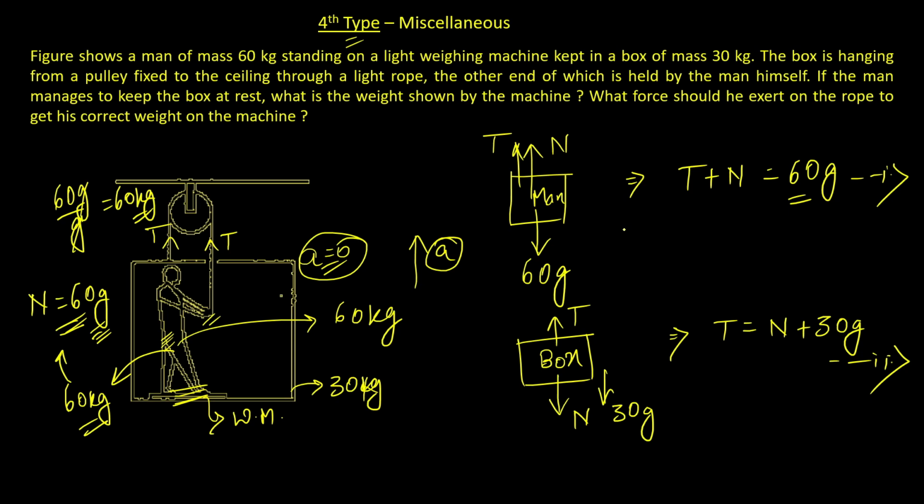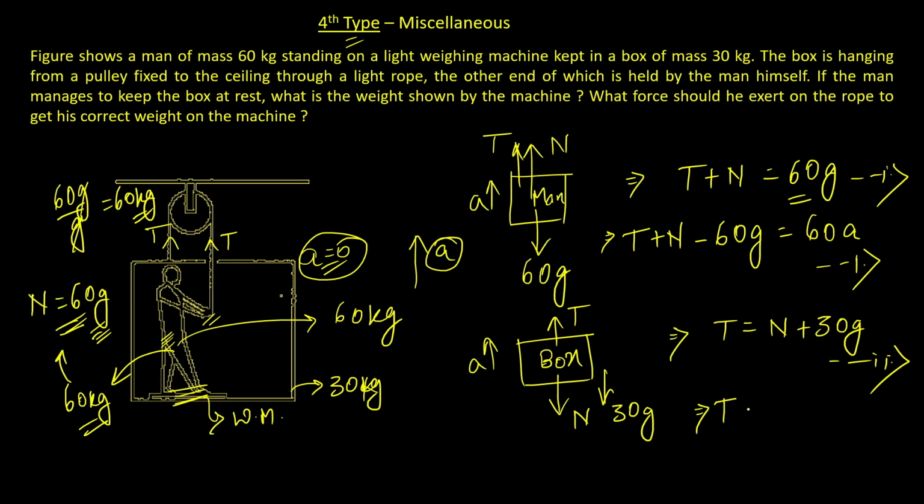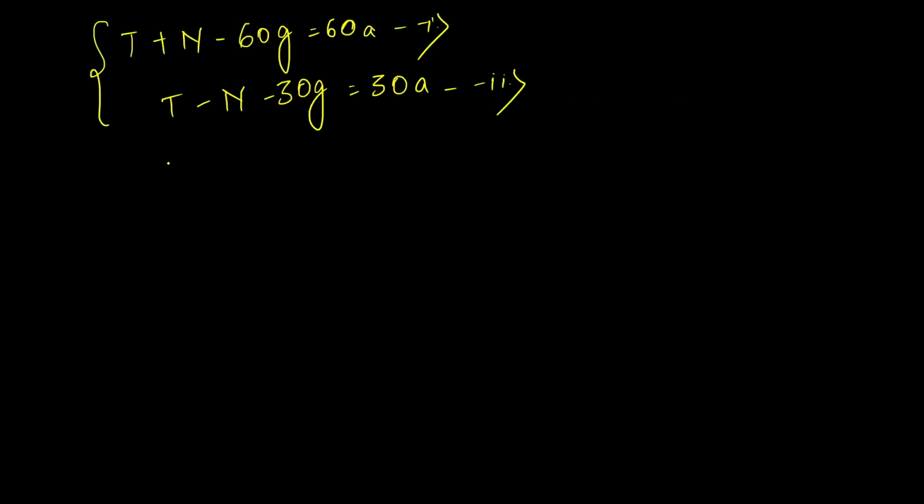So accordingly, the first equation will be like this. T plus N, it will be A over here, and this will be A like this. T plus N minus 60 G is equal to 60 A. That will be 1. And for this, T minus N minus 30 G is equal to 30 A. That will be 2.